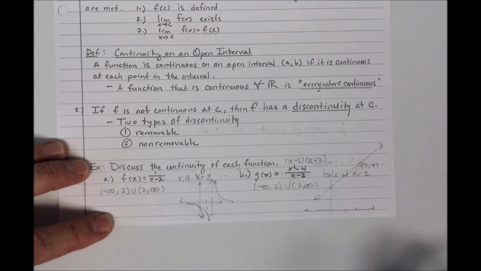Now that's not what it's asking about. It may ask you a question about that later. Find where it's discontinuous and describe if it's removable or non-removable. But in this case, because it's just a hole in the graph, we would say that this is removable discontinuity. Let's try another one.